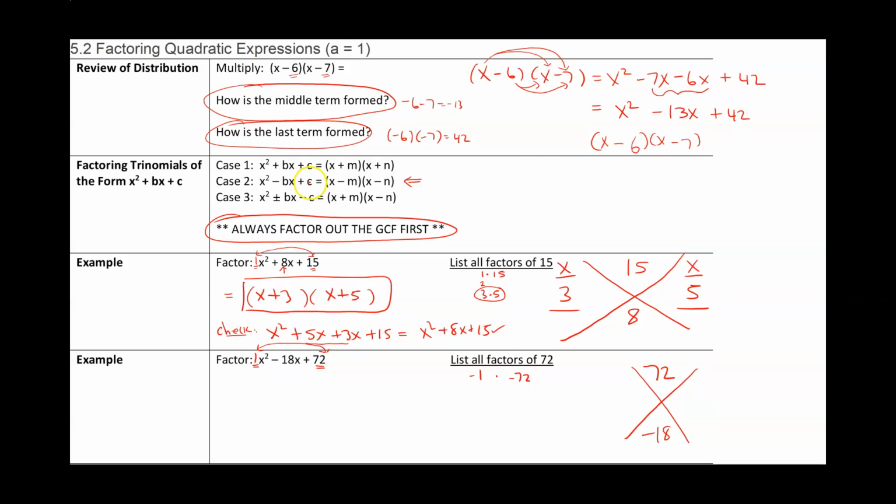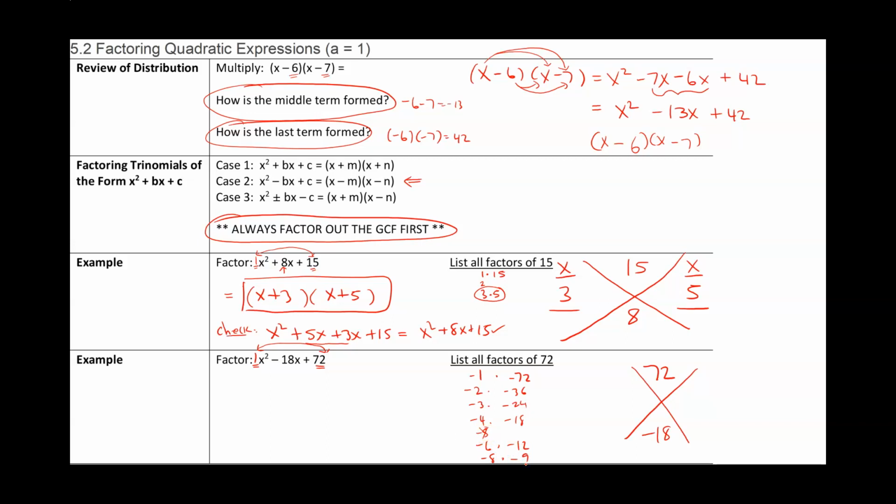When two terms multiply to be a positive and add up to be a negative, they're both going to be negatives. So we have negative 1 and negative 72. We got negative 2 and negative 36. We have negative 3 and negative 24. We have negative 4 and negative 18. 5 doesn't go into it. We have negative 6 and negative 12. Then we have negative 8 and negative 9.